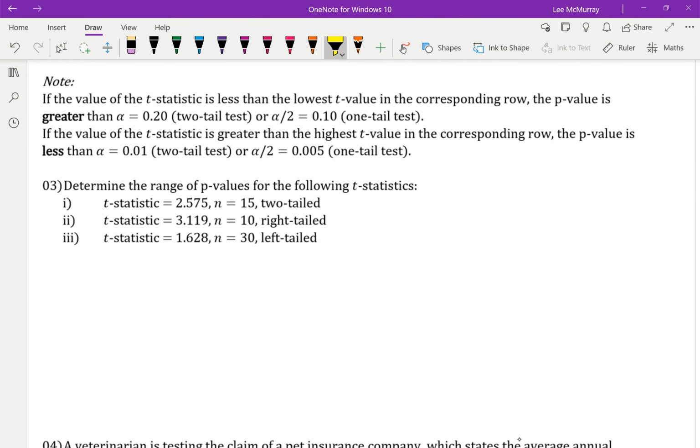Okay, so note, if the value of the t-statistic is less than the lowest t-value in the corresponding row, the p-value is greater than alpha equals 0.20 in a two-tail test, or alpha divided by 2 is equal to 0.10 in a one-tail test. Now, if the value of the t-statistic is greater than the highest t-value in the corresponding row, the p-value is less than alpha equal to 0.01 in a two-tail test, or alpha divided in half, 0.005, in a one-tail test. Okay, so again, we're going to refer back to this information as we go through.